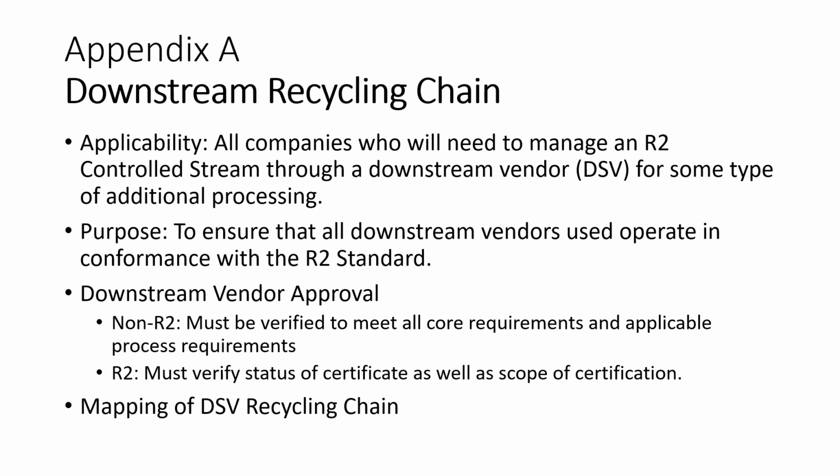Starting with Appendix A, downstream recycling chain. This is going to be applicable to all companies who will need to manage an R2 controlled stream through a downstream vendor for some type of additional processing. This one here is nearly going to be all of us out there. This would speak towards management of end of life equipment needed to be processed for material recovery.